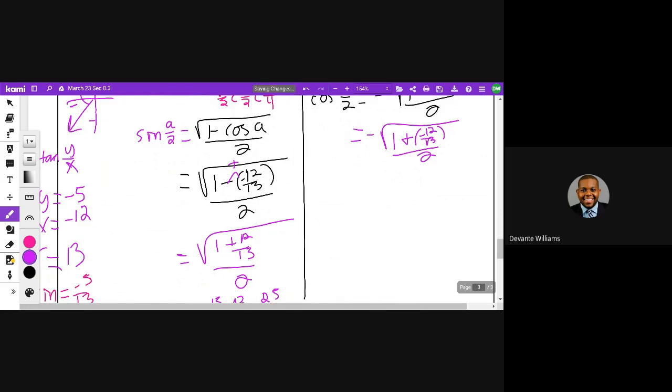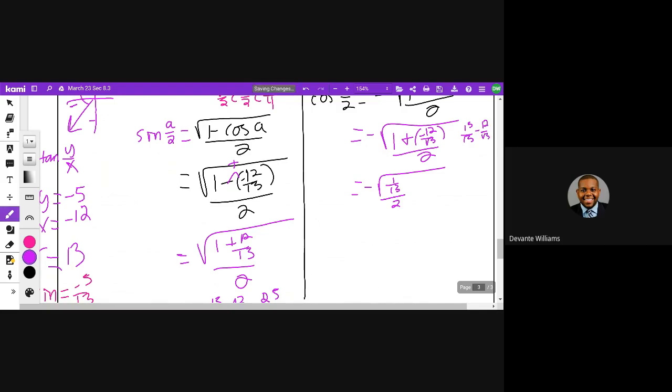We're going to clean up our radical, but we're going to add the numerator together, and we should get the negative square root of 1 over 13, divided by 2. All I did to get that, I just made the 1 into 13 over 13 minus 12 over 13, and we get 1 over 13.